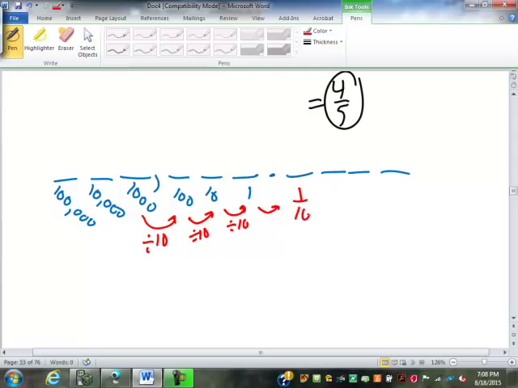1 divided by 10 is 1/10. 1/10 divided by 10 is 1/100th, and 1/1000, and so on. Now you can see these place values look suspiciously like fractions, because that's what they really are. A decimal is nothing more than a shortcut way of writing a fraction with denominators that are powers of 10. So if I have 0.32, what that really is is 32 hundredths. That 2 is in the hundredths place, so our denominator is 100. Now if I were converting that decimal into a fraction, I wouldn't leave it like that. I would reduce it because both of those can be divided by 2.